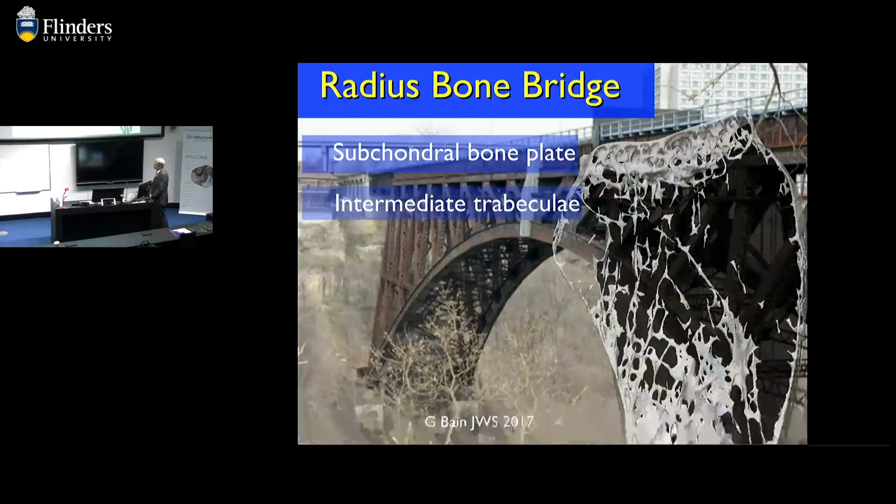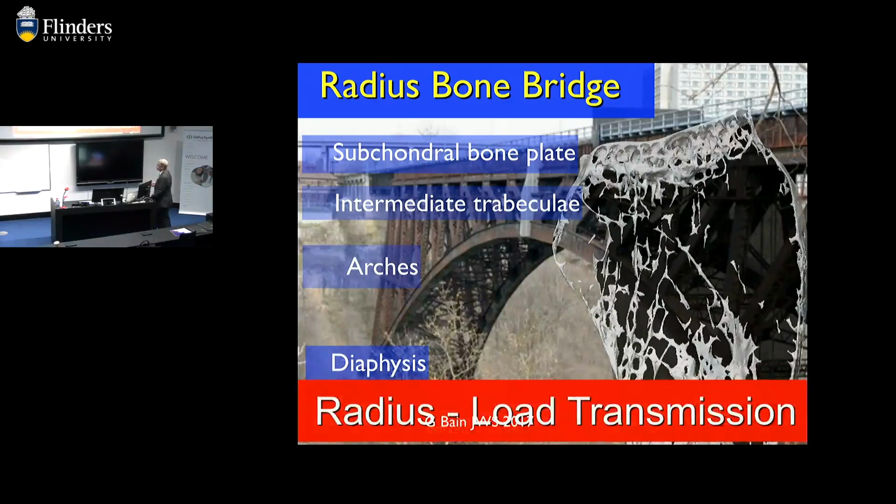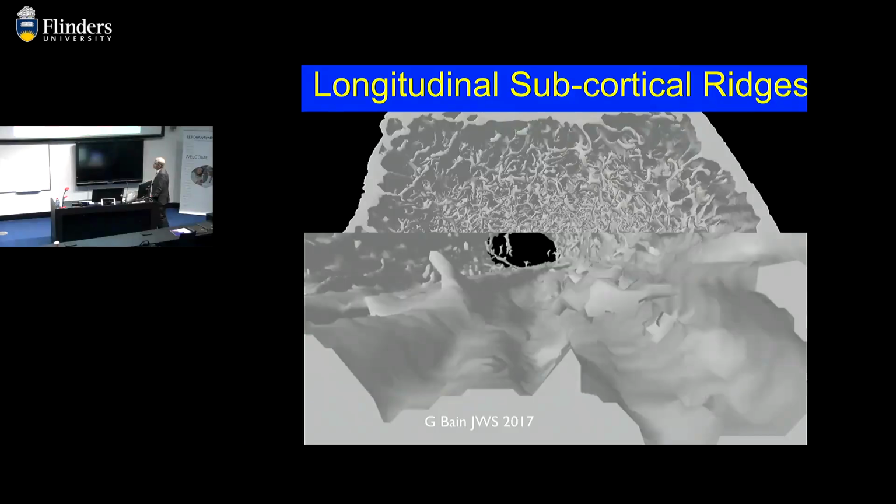The way that we think of this, though, is really a bit like the old-fashioned railway bridge where you have this lacing across the top, and trusses at the top of the platform where the train would sit. Then you have this intermediate trabecula passing down to the arches, and then this goes down and the load is transmitted to the diaphysis. So the load transmission is important.